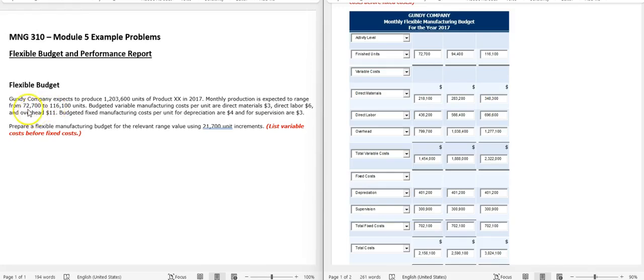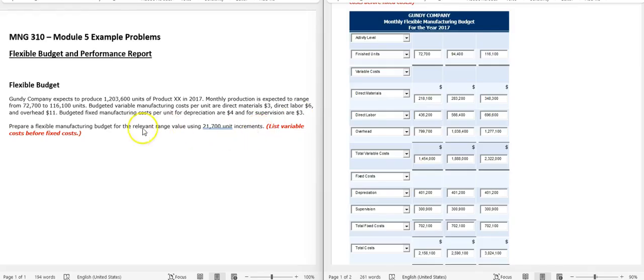So they want to know, what would our budget look like if we only produce 72,700 units, and normally they will produce anywhere between that low level up to this higher level of production. So they have asked us to prepare a budget within that range in 21,700 unit increments. Okay, and what do they mean by relevant range? Well, the relevant range means that if they produce anywhere within this range, the behavior of these costs will remain as variable for the materials, labor, and overhead, and fixed for depreciation and supervision.